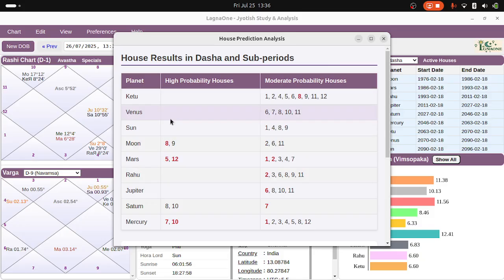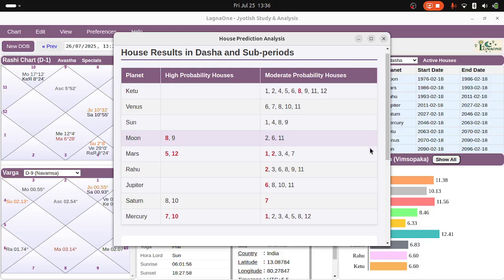So these are the high probability and these are moderate. But within the same category, you have red color and normal color. Same here also. So within this category, those in red are more probable. But when they combine together, all of these houses matter, including the ones in normal color and in moderate probability as well. These are all taken from the classics. I have not pulled them out of thin air. They are all in the classics.